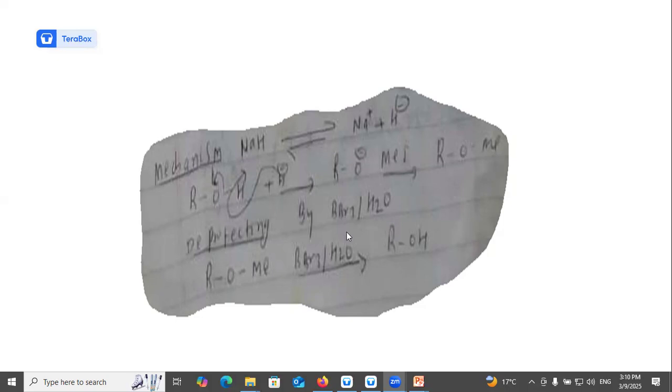In case of deprotecting, if we treat with boron tribromide and then hydrolysis, we'll get alcohol. In case of mechanism, the ether has a lone pair of electrons and this boron is electron deficient because it is attached to three highly electronegative bromines. So this lone pair of electrons is transferred to the boron and releases a bromide ion, and the oxygen is positively charged. This bromide ion again attacks this methyl group, and this positively charged oxygen is neutralized. And again, on hydrolysis we will get alcohol.